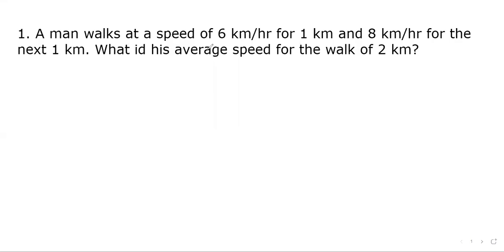A man walks at a speed of 6 km per hour for 1 kilometer and 8 km per hour for the next 1 kilometer. What is his average speed for the walk of 2 kilometers? So here we have to find out the time in two cases. T1 is 1 upon 6 hour and T2 is 1 upon 8 hours.